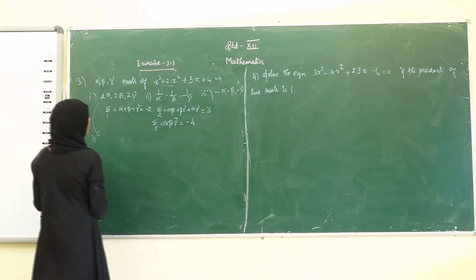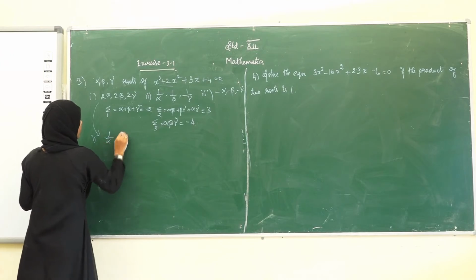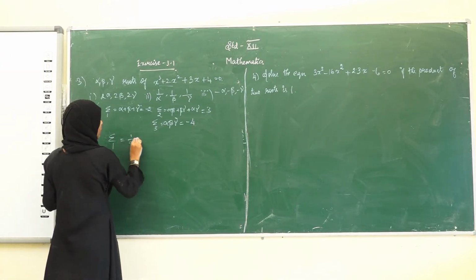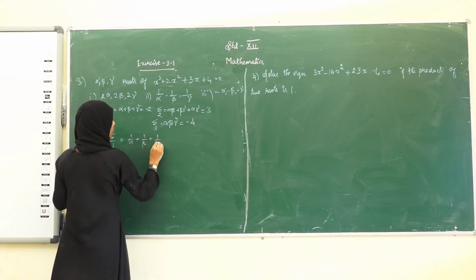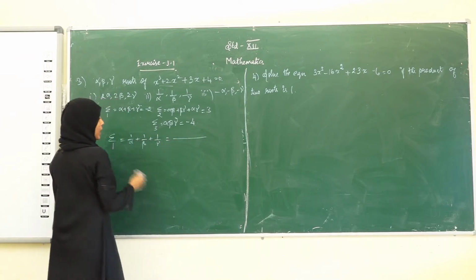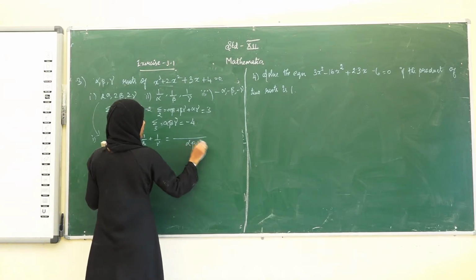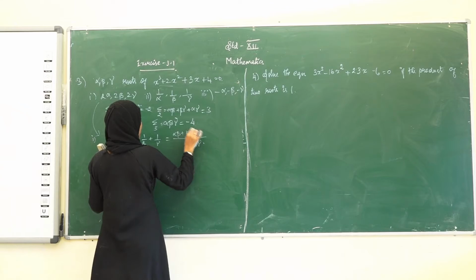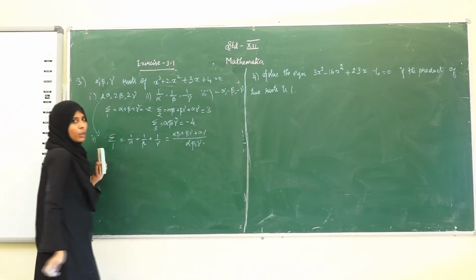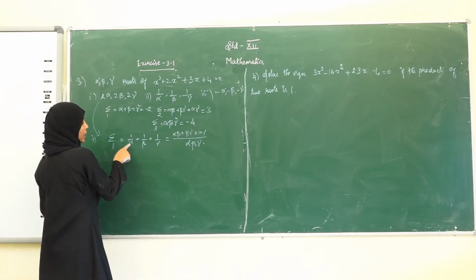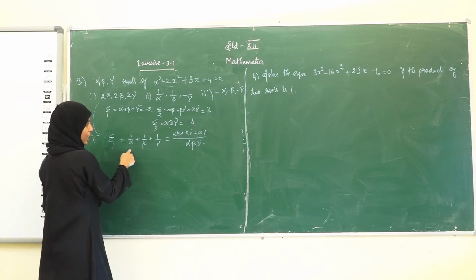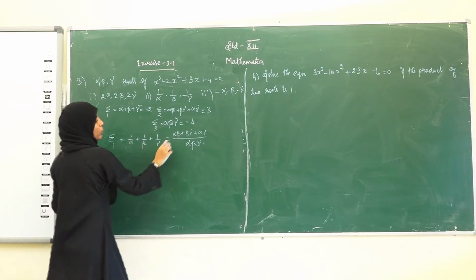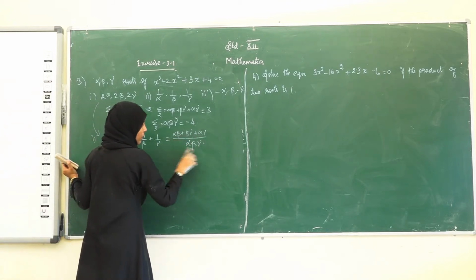What they have given is the roots are 1 by alpha, 1 by beta and 1 by gamma. For summation 1, 1 by alpha plus 1 by beta plus 1 by gamma, what do we take? We take the LCM, alpha beta gamma. In the numerator what we get is alpha beta plus beta gamma plus alpha gamma, because in the first term the denominator has only alpha, so when taking the LCM, beta gamma comes on top. So we get alpha beta plus beta gamma plus alpha gamma divided by alpha beta gamma.